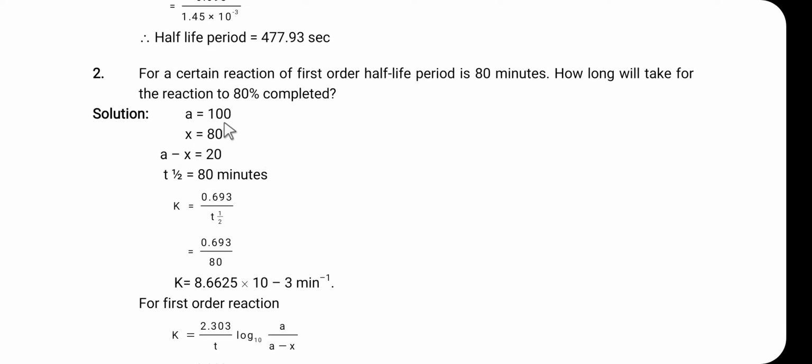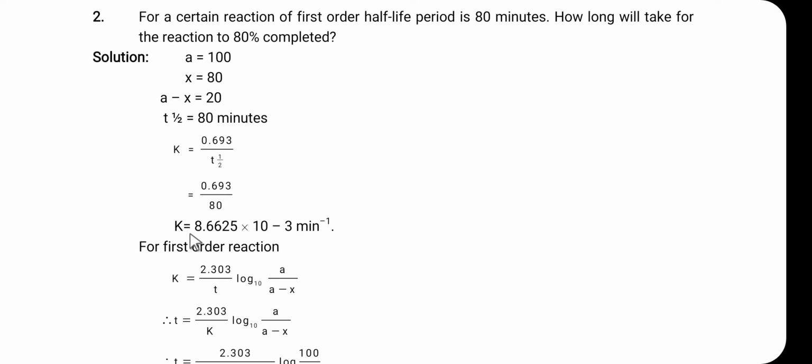So, here A is equal to 100, x is equal to 80 and A minus x is equal to 20. The half life period is given, that is 80 minutes. So, T1/2 is equal to 80 minutes. K is equal to 0.693 divided by T1/2. Substituting the value of the half life period, 80 minutes, we get 0.693 divided by 80. So, K is equal to 8.6625 into 10 raised to minus 3 minute inverse. This is the value of the velocity constant for the first order reaction.